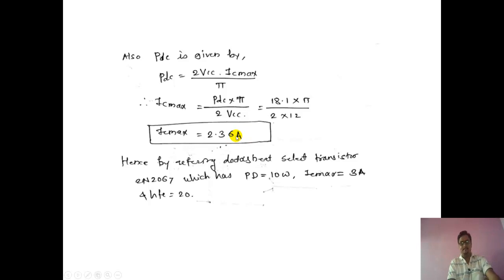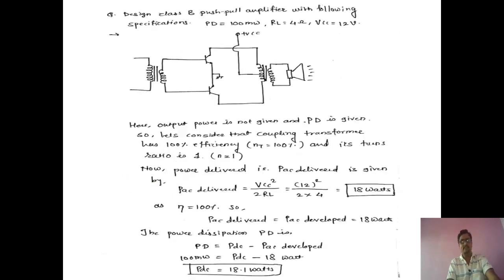Just check it out. Now, by referring to the data sheet, I can select the transistor 2N2067, which has power dissipation of 10 watt, IC max 3 amperes and HFE equal to 20. So this transistor, 2N2067, is suitable for this design. It is done. This is the only design. This is the only procedure.